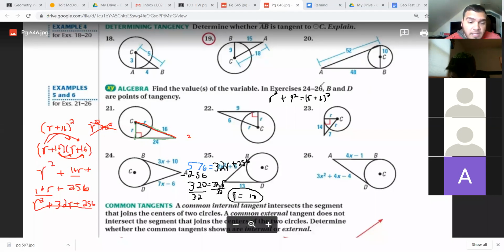You're going to get a decimal or fraction. You can leave it as a fraction if you don't have a calculator on you. But you will get a decimal or fraction.